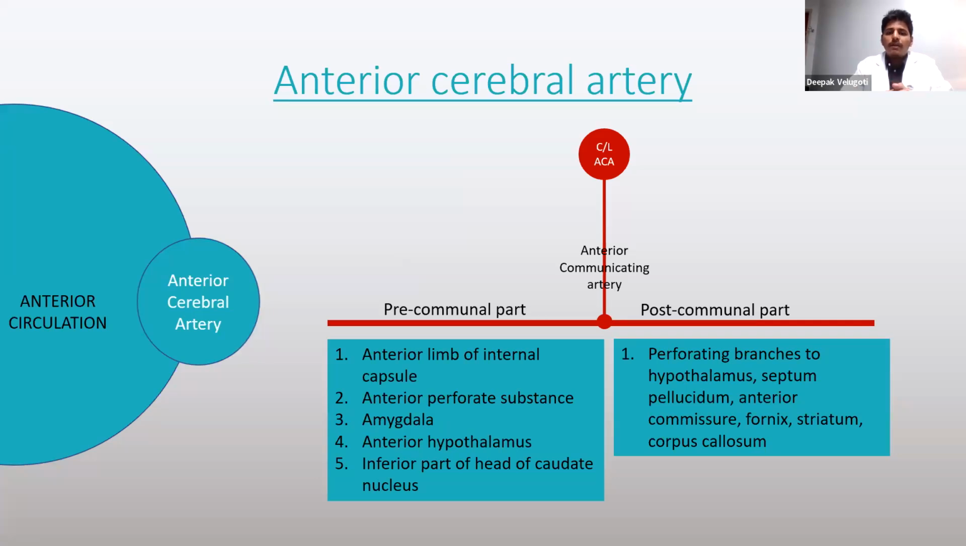The precommunal part supplies the anterior limb of the internal capsule, anterior hypothalamus, the head of the caudate nucleus, and other areas. The postcommunal part supplies the perforating branches to the hypothalamus, septum pellucidum, fornix, striatum, and the corpus callosum.